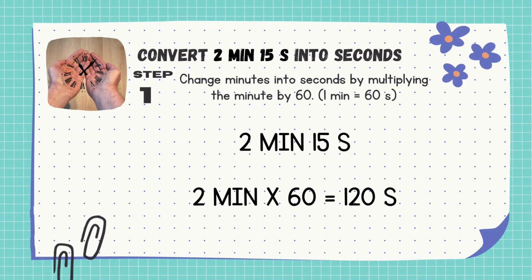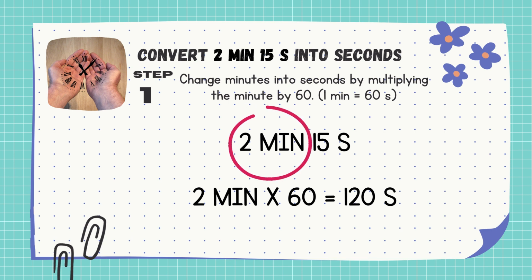All right, let's start with the first question. Convert 2 minutes 15 seconds into seconds. Okay, step number 1, as we mentioned just now, change minutes into seconds by multiplying the minutes by 60. As you can see there, the circle circled the 2 minutes. So we just focus on the 2 minutes first.